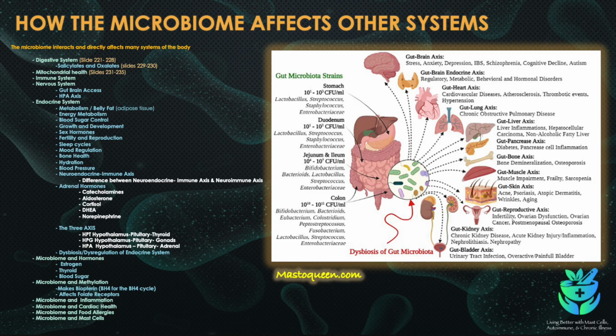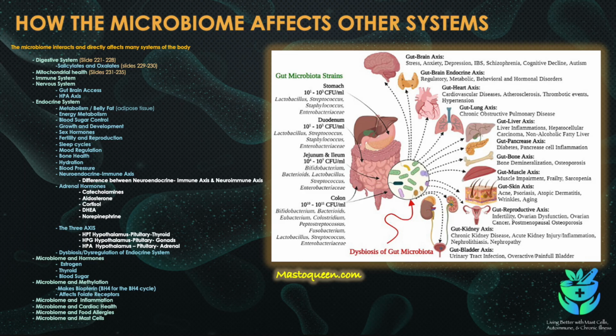We will also be looking at the microbiome and methylation, which makes biopterin, which is BH4, and how your microbiome affects the folate receptors in your body. So if you have the MTHFR gene mutations, you're going to want to understand this, as well as the microbiome and inflammation, cardiac health, food allergies, and mast cells. And like I said, there will always be more sections to add down the road.